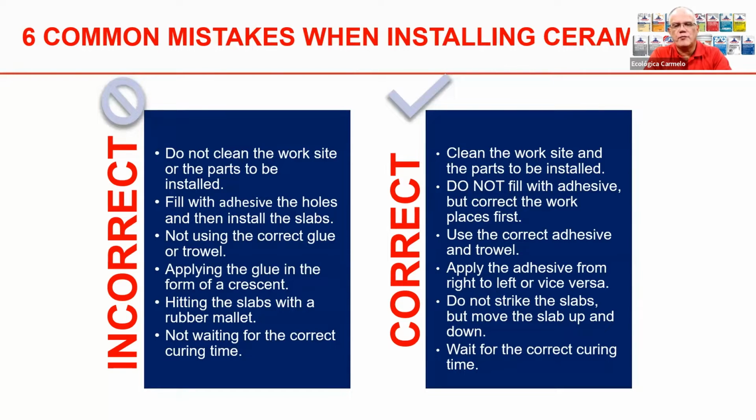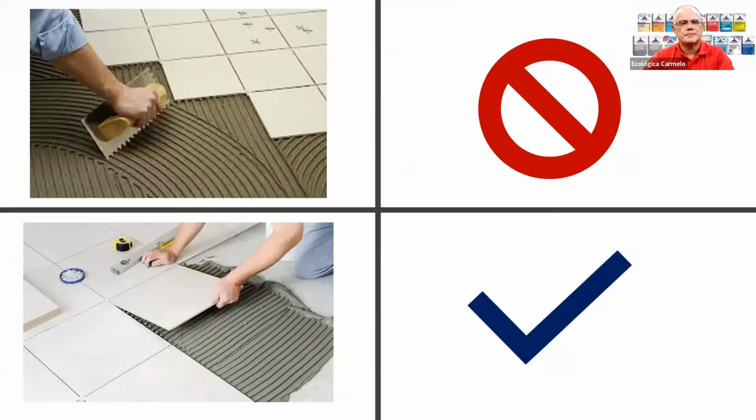Apply the adhesive from right to left and vice versa. Don't go around in shapes. Do not strike the slab, but move the slab up and down. And that's very important. And also wait for the correct curing time. So read your instructions on those bags. And again, here, the correct way is the one at the bottom on the left. You should be using your trowel from left to right, okay, not in rounds like you see there on top.